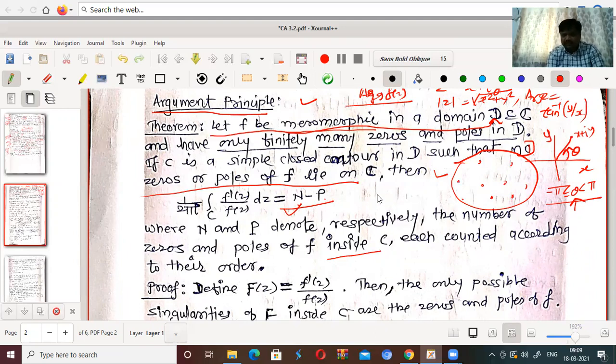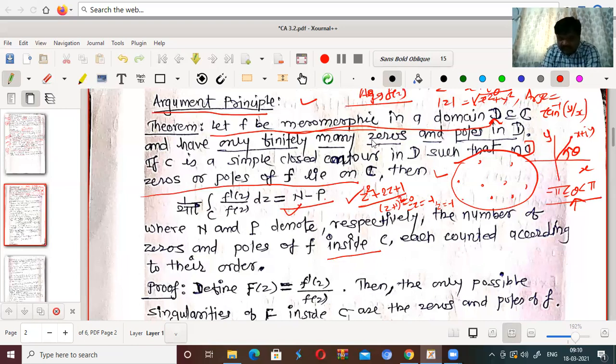Zeros are the zeros of a function. Consider z square plus 2z plus 1. This has no pole, but it has a zero. What zero is there? z plus 1 whole square equal to 0, that is z equal to minus 1, repeated. So z equal to minus 1 is a zero of order 2 of this function. So 2 zeros are there.